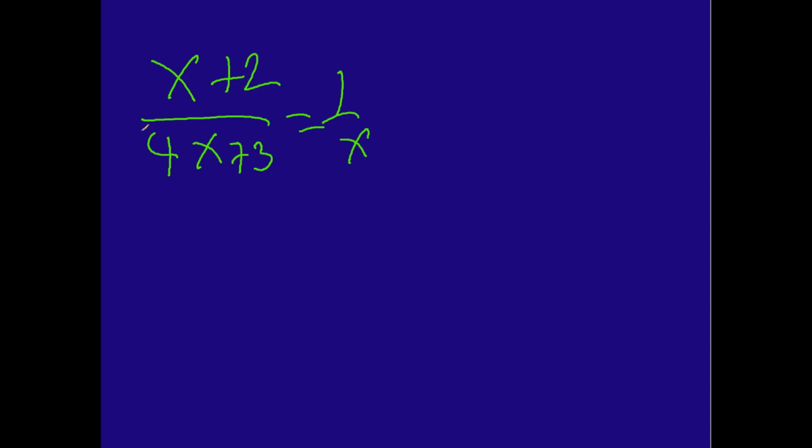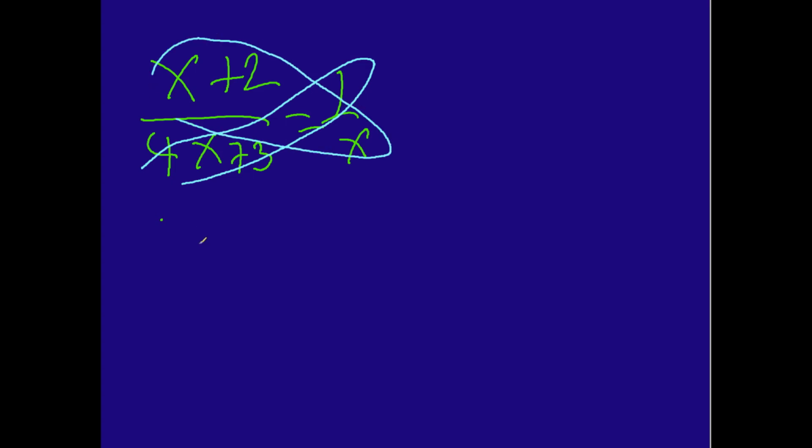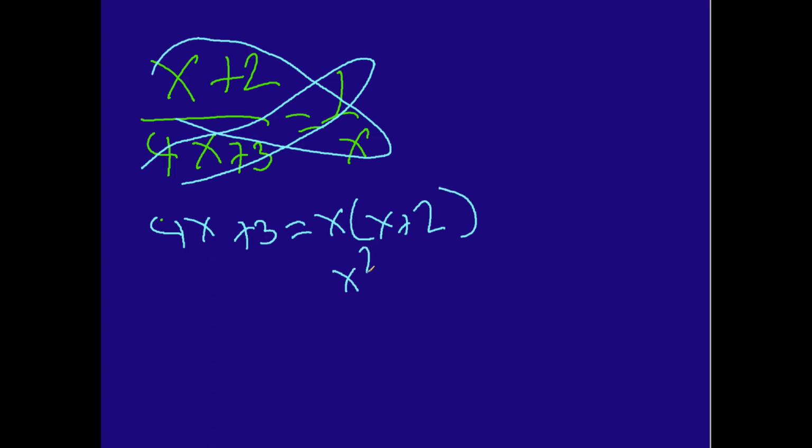So you just cross multiply. This is one way to deal with it. So to cross multiply, I simply do the following. I multiply these guys together and I multiply these guys together. So I get 4x plus 3 equals, then I have x times the quantity of x plus 2. That's how that works out. And so this comes out to be x squared plus 2x equals 4x plus 3.